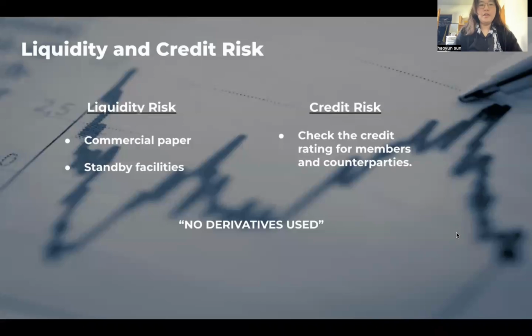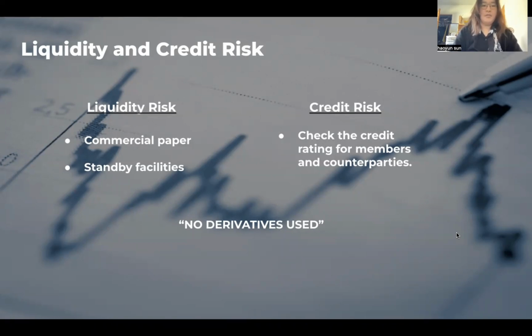Regarding liquidity risk, the Qantas Group aims to keep an optimal capital structure, targeting a minimal liquidity level to ensure its ability to meet short-term and long-term obligations. The group used the commercial paper and standby facilities as their hedging strategy to hedge the liquidity risk exposure, but they are not financial derivatives.